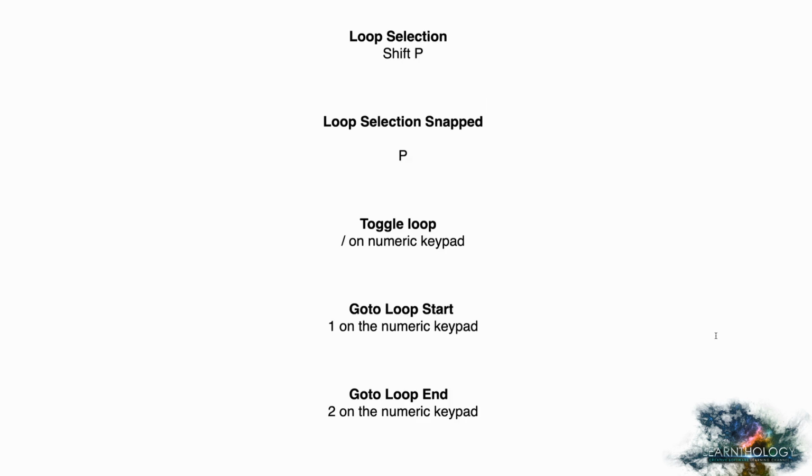Now next are loop-based commands. We can loop a selection using Shift-P, and that can be either clicking on an event to select the whole event, or clicking a portion of the event by clicking and dragging within it. And then we can round that off to the bar by simply using P without the modifier. We can turn the actual looping function on and off with the / key on the numeric keypad. And we can position the playback cursor to the beginning of a loop by using 1 on the numeric keypad, or the end of the loop by using 2 on the numeric keypad.